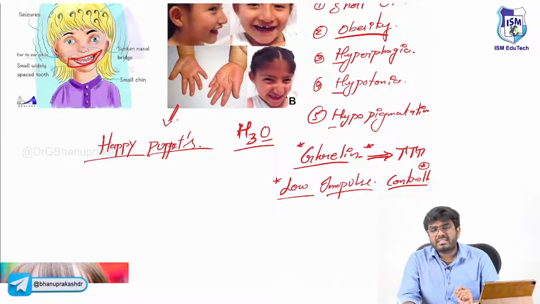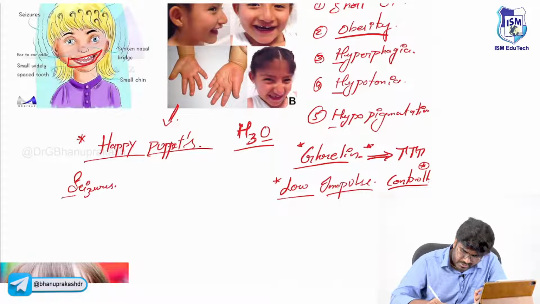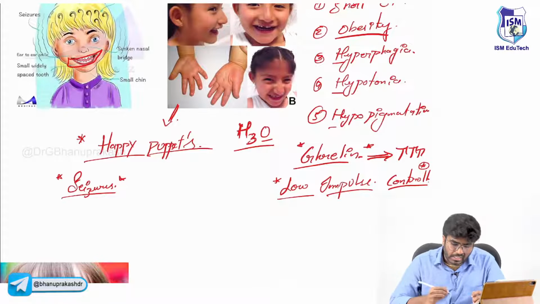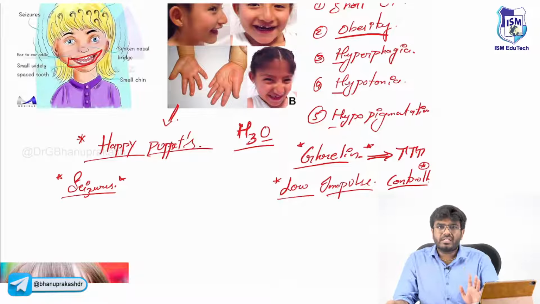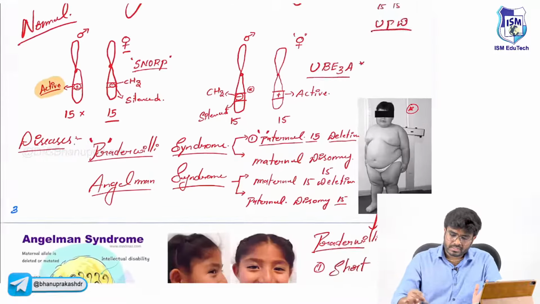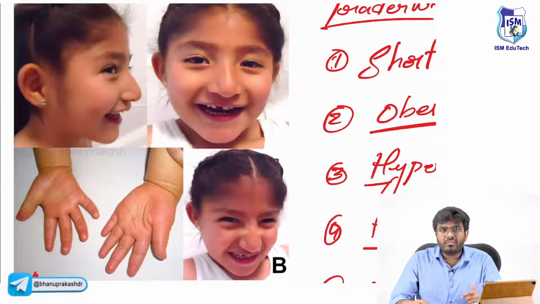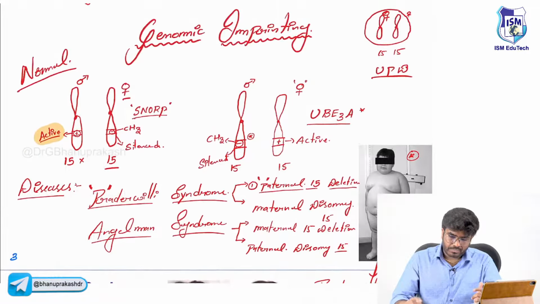One more important point, sir: the main problem for these patients is seizures. In Angelman syndrome, seizures are going to be there, uncontrollable laughter is going to be there, and these patients usually have intellectual disability. So, image based question: this is the Prader-Willi boy, and this girl with that uncontrollable laughter has Angelman syndrome.